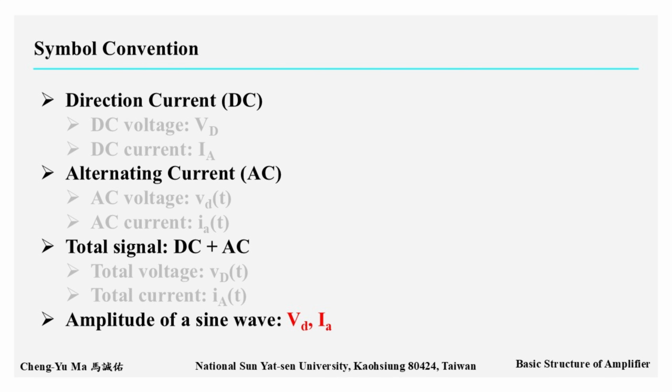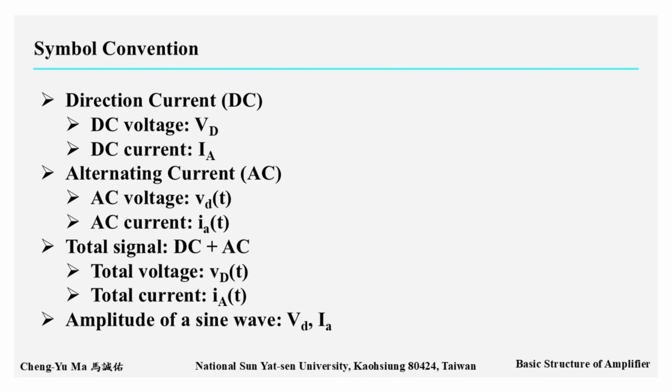In addition to the notation categories for DC and AC, the amplitude of a small signal sine wave is represented using an uppercase main letter with a lowercase letter as the subscript. For example, uppercase V with lowercase d represents the voltage sine wave amplitude. Similarly, uppercase I with lowercase a represents the current sine wave amplitude.